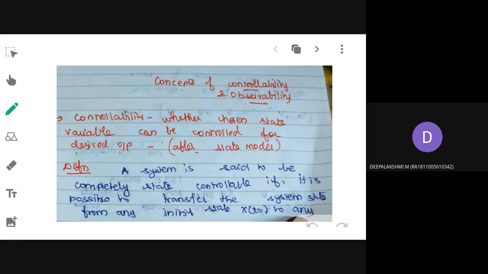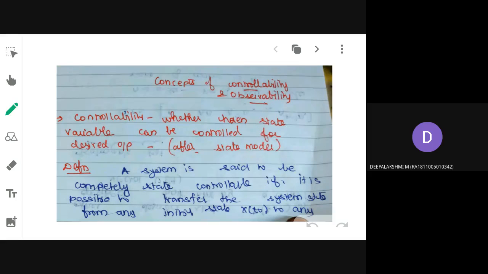What is controllability actually? You are given a system, and you are obtaining the state space model. State space model, you know, is a combination of state equation and output equation. After obtaining the state space model, if the chosen state variables can be controlled to get the desired output, then the system is said to be controllable. You know how to pick out state variables. We have solved for the state space model now.